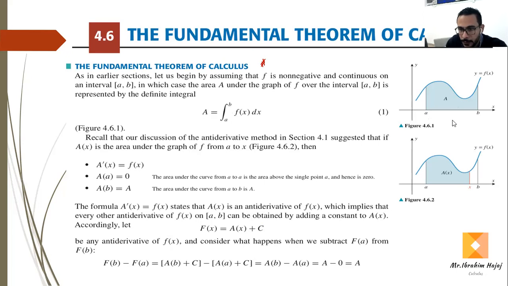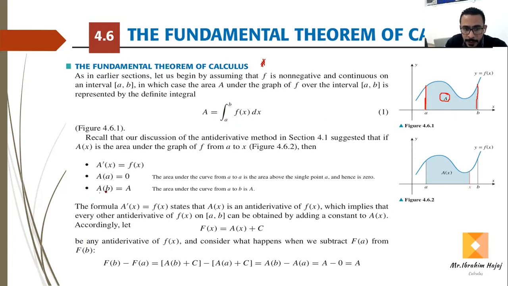You have to write that A prime of x is equal to f of x, and also you have to know that A of a equals 0 and A of b equals A. What does it mean by A of b equals A? The area from a to b is all A, and from a to b is all A.